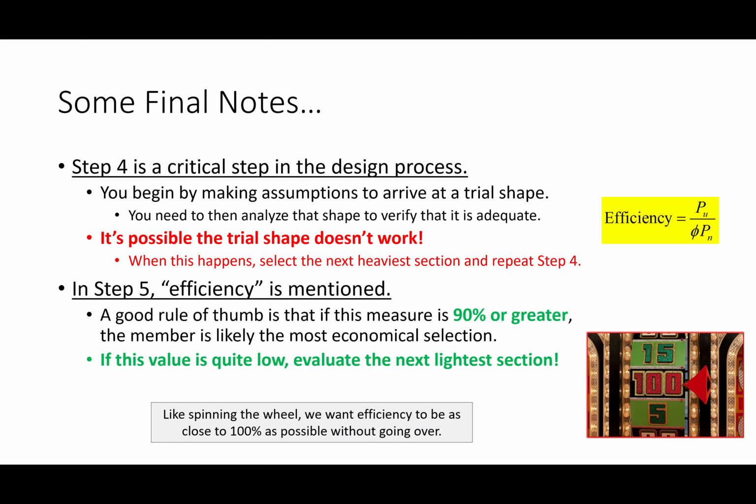And the thing with efficiencies, like spinning the wheel on The Price is Right, is we want efficiencies to be as close to 100% as possible without going over. If the efficiency is over 100%, that means the loads are greater than the resistance, and that means the design is unsafe. Okay, does that make sense? So we don't want that.